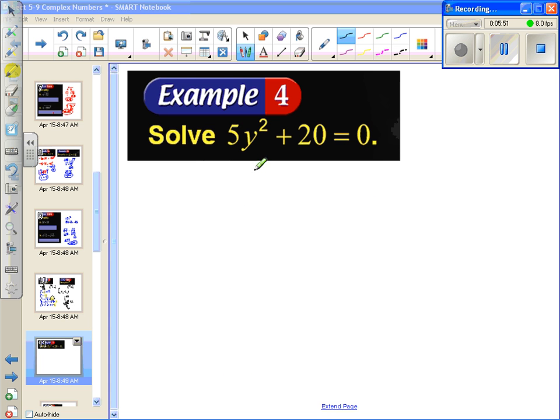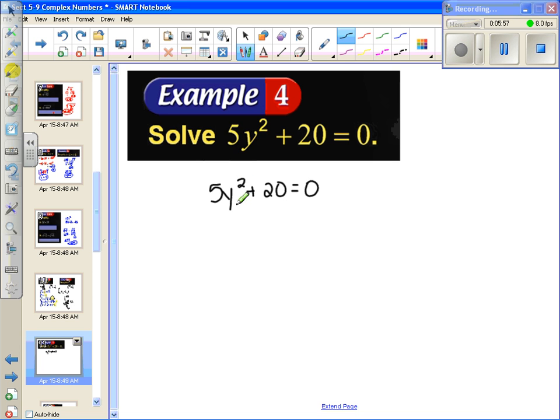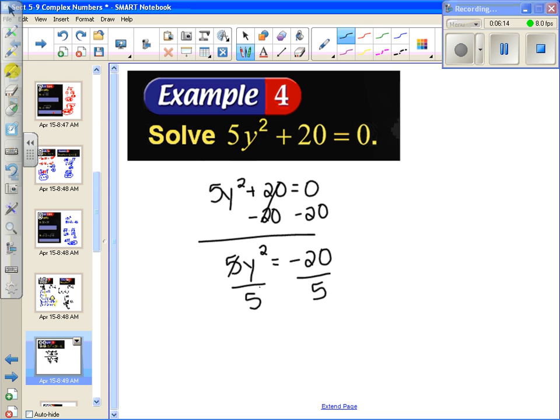Okay, for this problem, I'm just going to solve the equation. So think about what you do. We've got to get y squared by itself. So I'm going to start by subtracting 20 on each side, and I get 5y squared equals negative 20. Next, I would divide each side by 5. We get y squared equals negative 4.